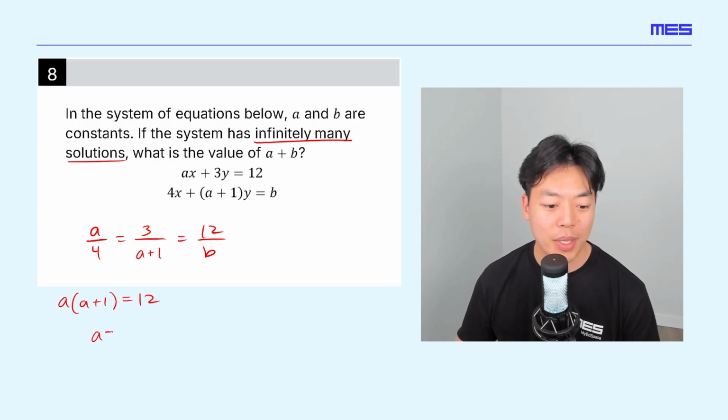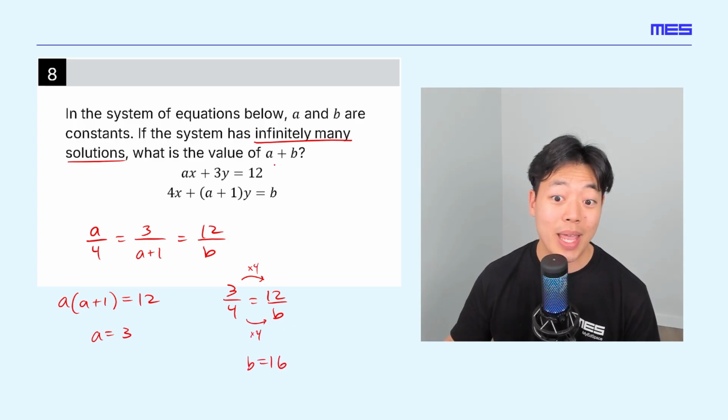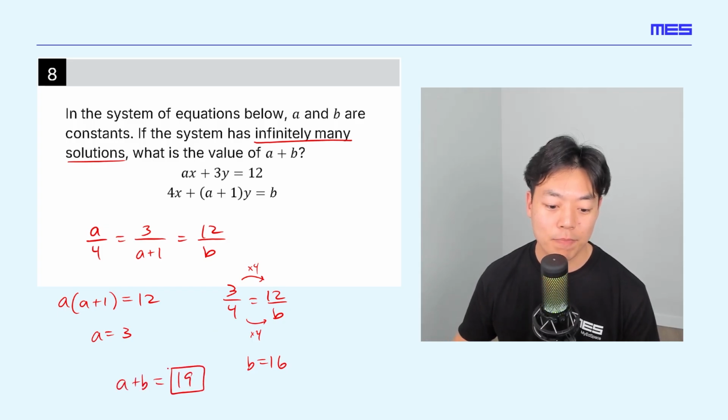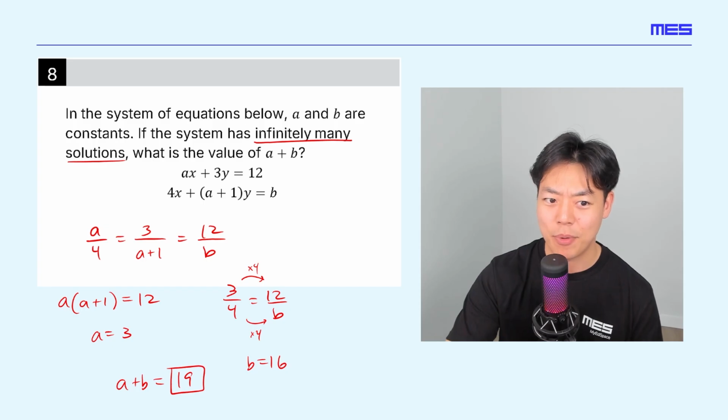Now what does a have to be? Clearly it has to be 3 because 3 times 4 is 12. Now we can figure out what b is, because we know that if a is 3, then 3/4 will equal 12 over b. Well, we multiply by 4 both on top and bottom. B will therefore be 16. When we add a and b, we get 19 for a plus b. Just like that. Keep it simple.